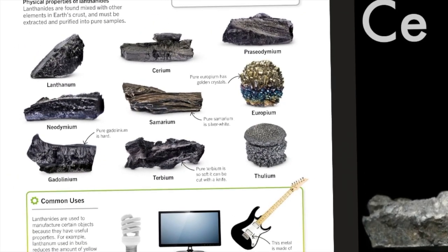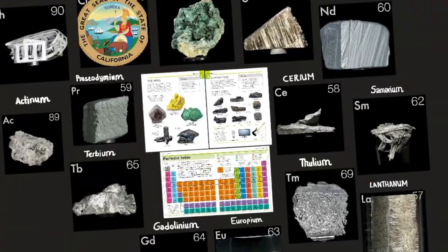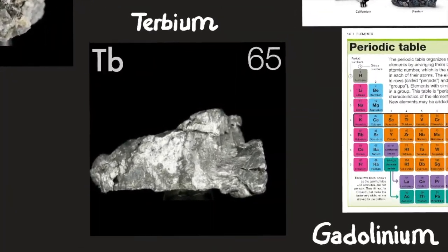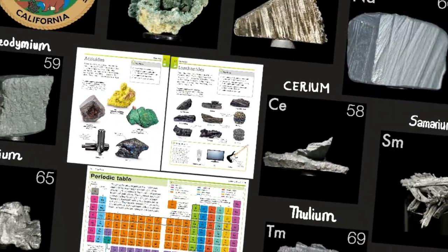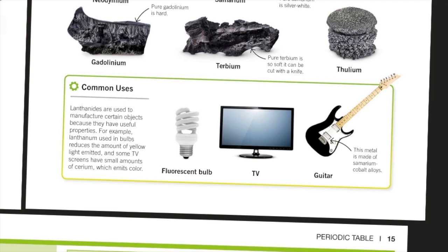Pure europium has golden crystals. Here we have terbium. Pure terbium is so soft it can be cut with a knife. Terbium is element number 65. And here we have thulium. Thulium is element number 69. So the common uses of these lanthanides. So what are the lanthanides used for?